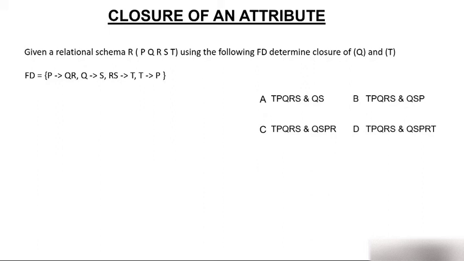So given a relational schema, there are 5 attributes PQRST. Using functional dependency, determine the closure of Q and T. So let's find the closure of Q. Q closure can have Q, because I just told you a closure can have the same attribute.